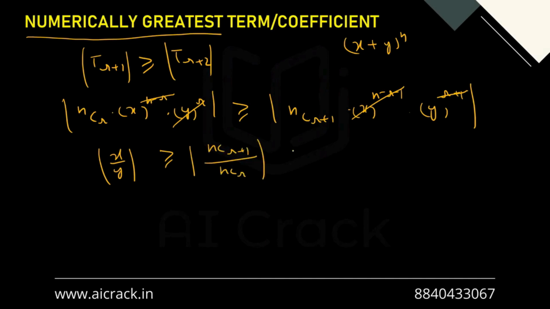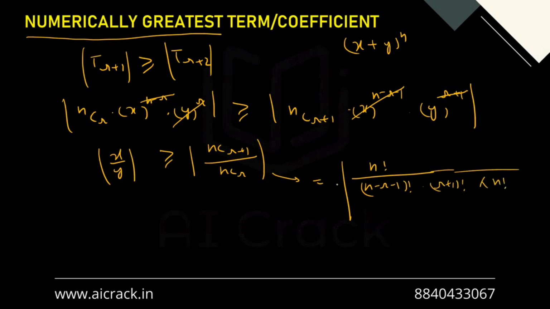If I try to write this expression, you'll be getting n factorial divided by n minus r minus 1 factorial divided by r plus 1 factorial, multiplied by, taking this upwards, r factorial times n minus r factorial. Now this n factorial gets cancelled out, and we know that we can write r plus 1 factorial as r plus 1 into r factorial. So this r factorial gets cancelled out.